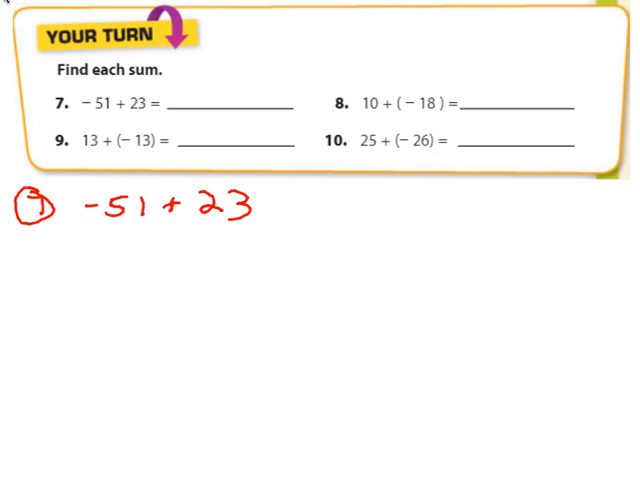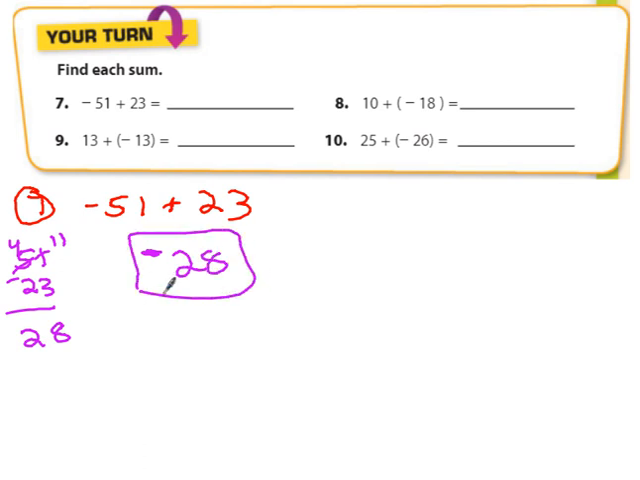So I can right away figure out if my answer is positive or negative. I keep the sign of the bigger number. 51 is bigger than 23, and 51 is negative, so my answer has to be negative. I'm going to write that negative sign down so I don't forget it. And now I can actually figure out, well, what is 51 minus 23? Well, I got to borrow here and that's going to give me 8. Negative 28. That's my final answer. I'm done.